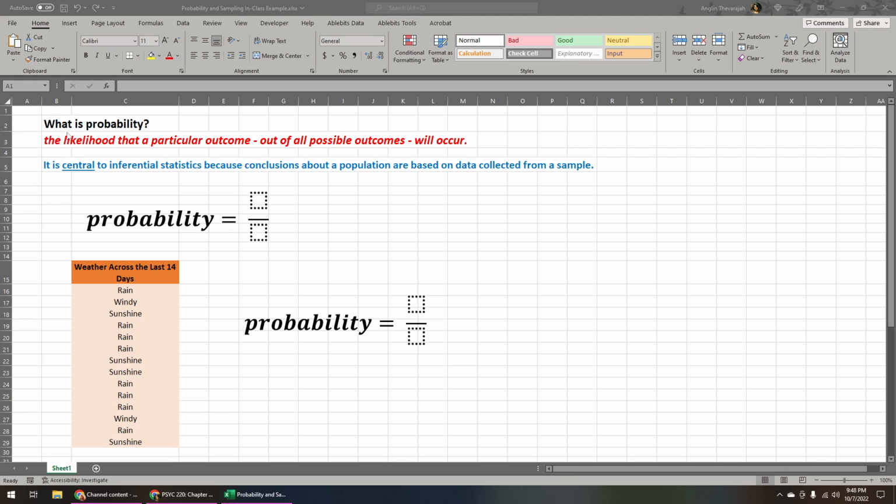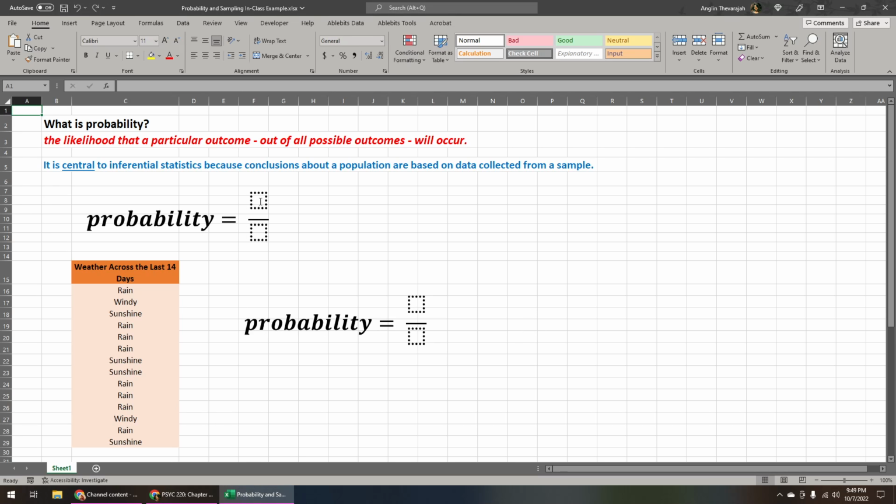So what is probability? It's the likelihood that a particular outcome out of all the possible outcomes will actually occur. Probability is really important to inferential statistics because we make conclusions about a population based on the data that we get from a sample. And using probability, we can make assumptions of what the data will look like in a future data collection, in the coming weeks, in the coming months, etc.